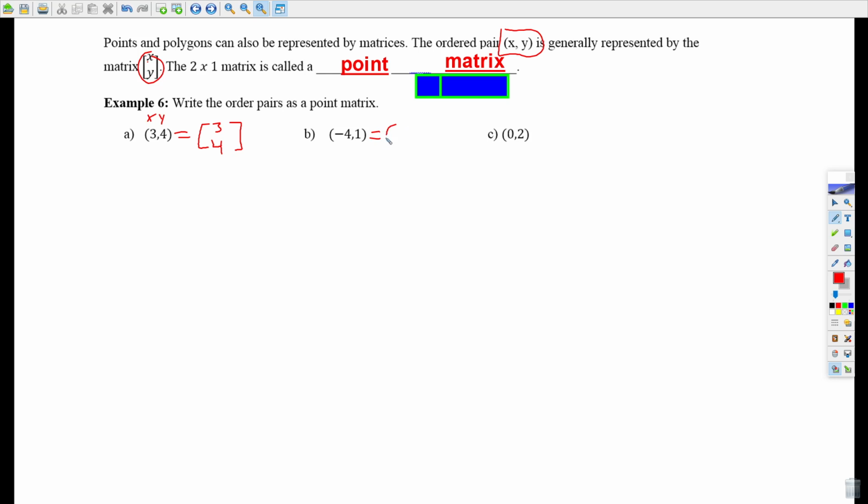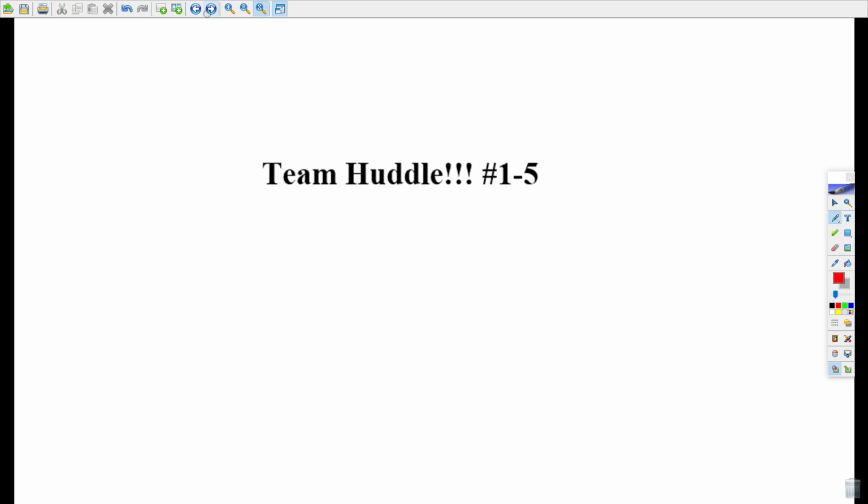Part B, do our little brackets. Again, it goes XY. So the top number has to be X, -4, 1. And then the last one, 0, 2. And that's it. One more example, I believe.